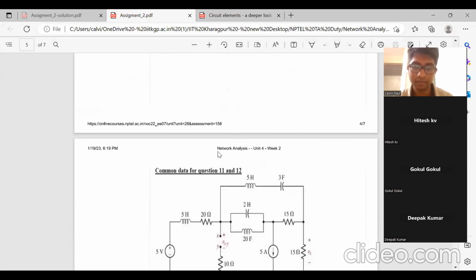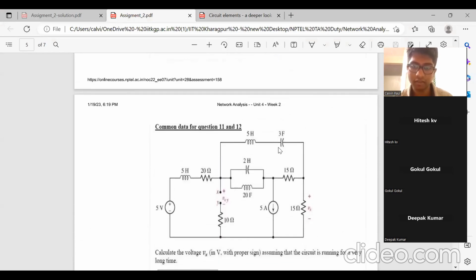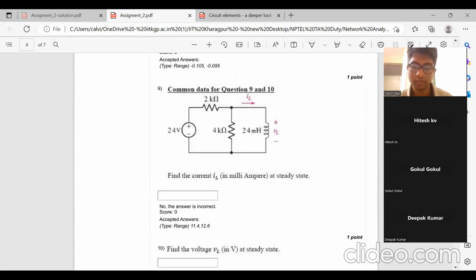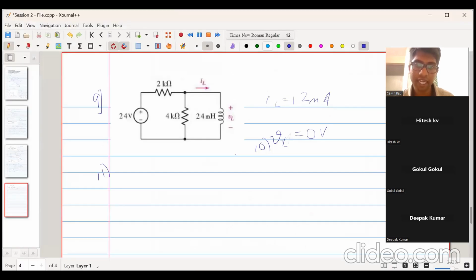So Gokul, are you able to understand? Sir, how is IL 12 milliampere? At steady state, the inductor acts as a short circuit. That means all the current will flow through the inductor and not through this resistor. So the resistance which the current will see is 2 kilo ohm. That's why we do 24 divided by 2 kilo ohm, which is equal to 12 milliampere. Sir, what happened to the 4 kilo ohm? Is current entering or going or not?